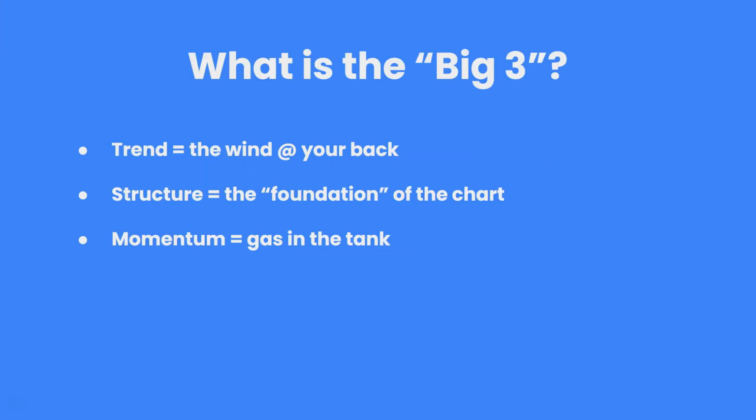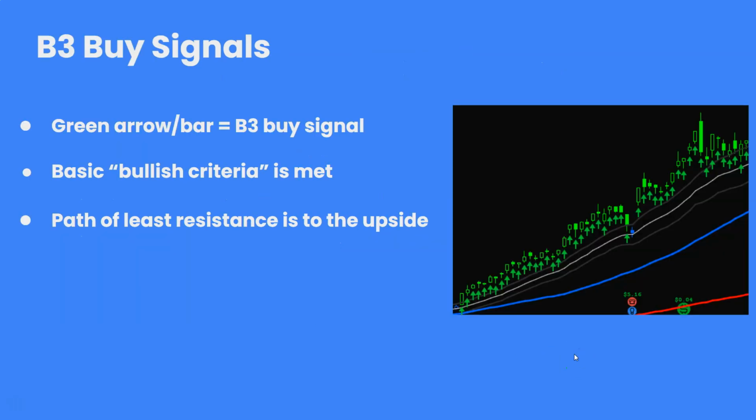First things first, the basics. What is the Big 3? That's trend, structure, and momentum. Think of trend like the wind at your back. Think of structure like the foundation of the chart, the backbone, and momentum is the gas in the tank, the gasolina. From that, we get our buy and our sell signals.